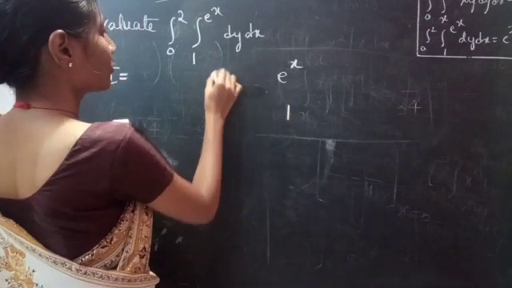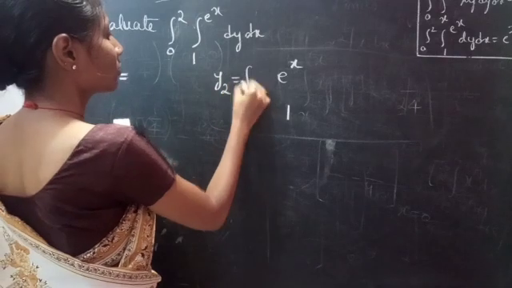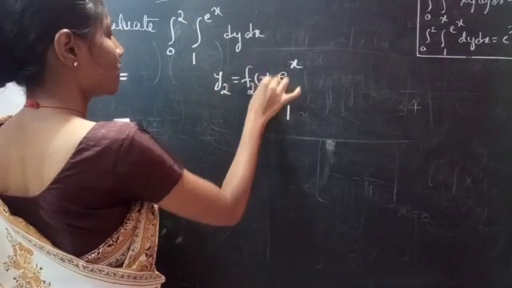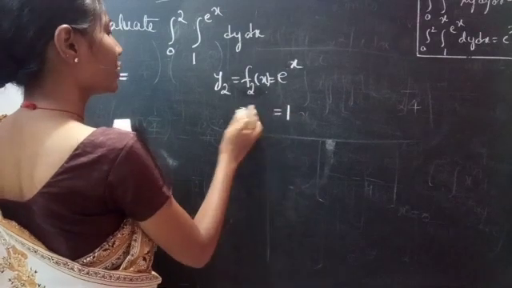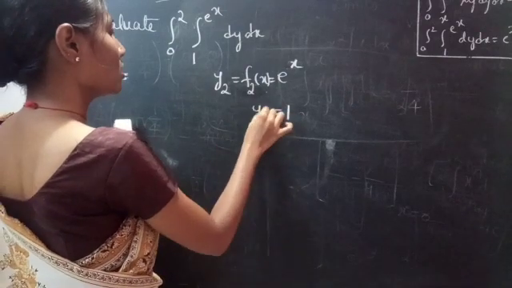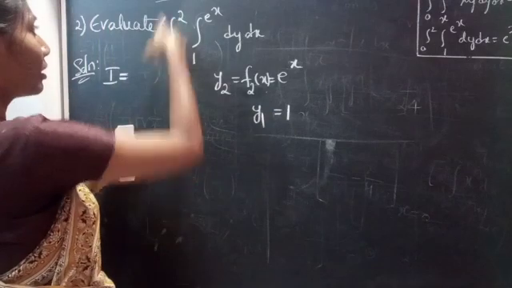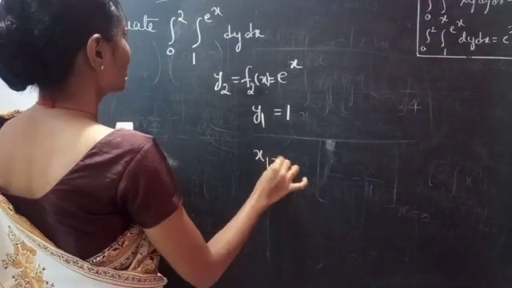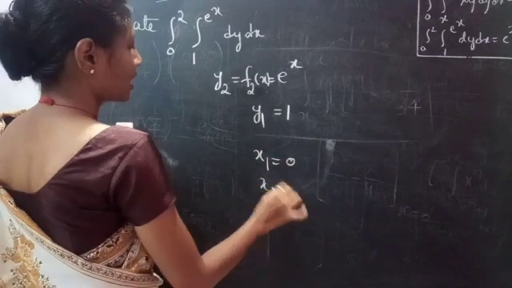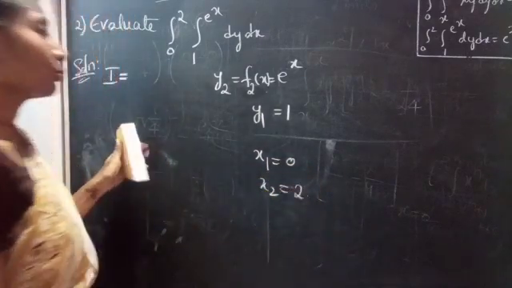y2 equals f2 of x, a function of x. This is also a function of x, you'll take it as y1. And this one, x1 equals 0, x2 equals 2. Okay.